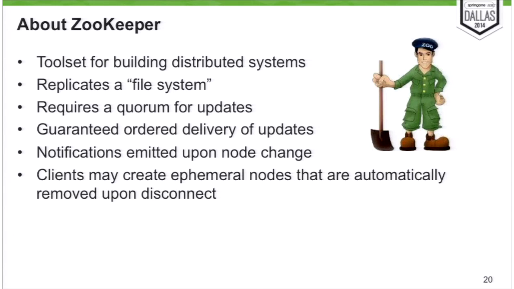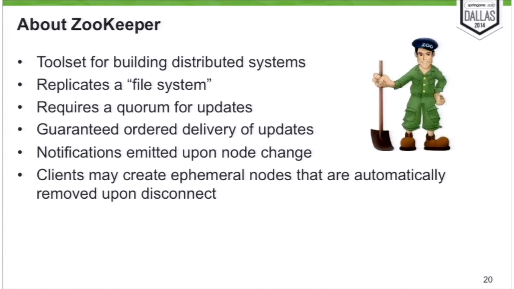It also has guaranteed order delivery for updates. What that means in practice is that if you have a process and a thread that sends update A followed by update B, every other member of that system is going to see update A before it sees update B. It's not going to get those out of order. You also have the ability to register for updates, which is what ZooKeeper calls a watch. So you can basically say, instead of polling for changes on the node, you can ask ZooKeeper to notify you on a background thread whenever any changes are made to a specific node.